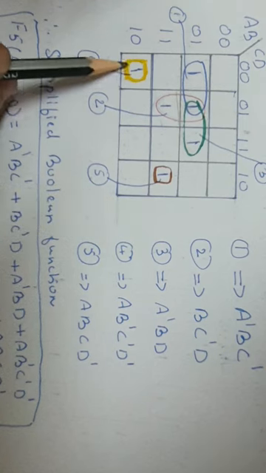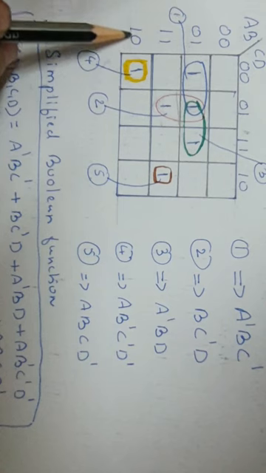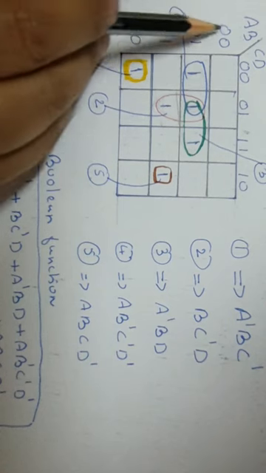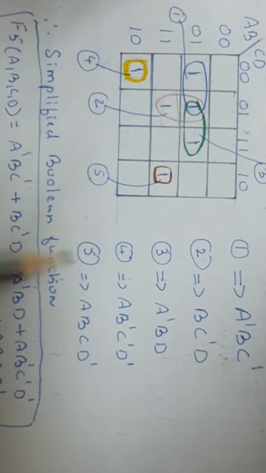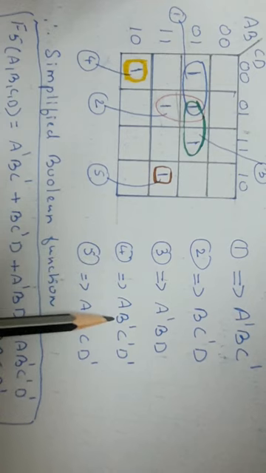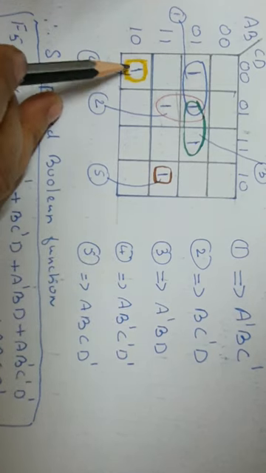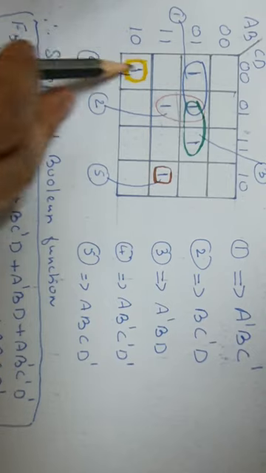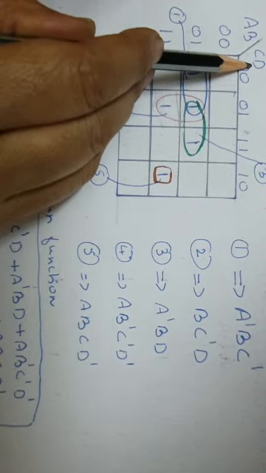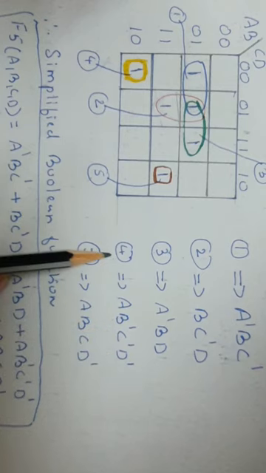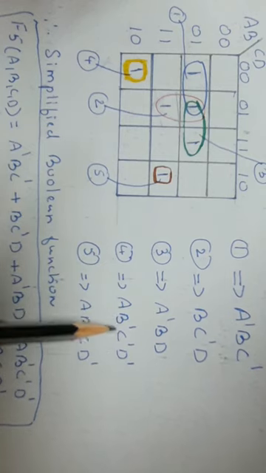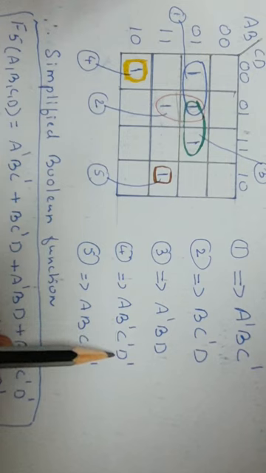Then the fourth group, this single member comes in this row, 1, 0, that is with respect to AB, so 1, 0 means AB dash. So in group 4, row wise AB dash is common. Then in group 4, this member is covered in this column, so 0, 0 with respect to CD means C dash D dash. That is, in group 4, row wise AB dash is common, column wise C dash D dash is common.